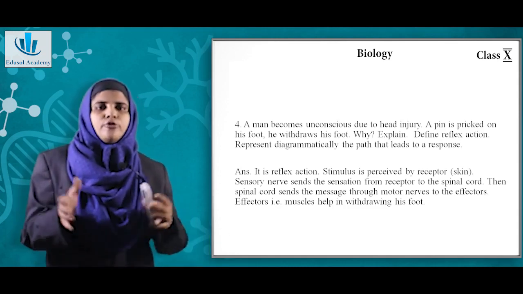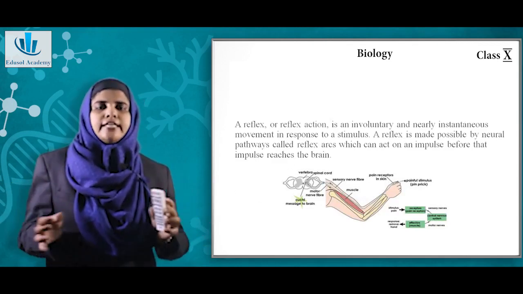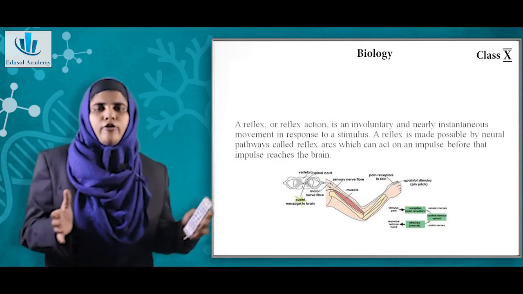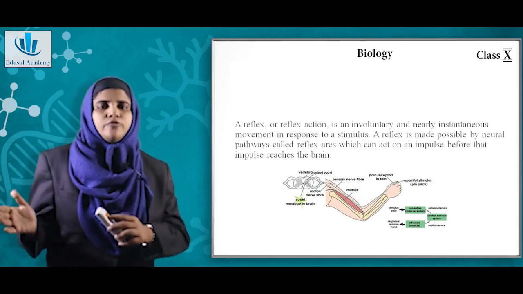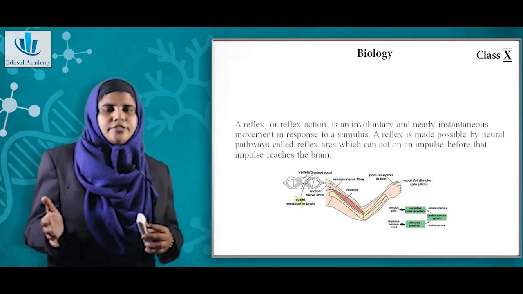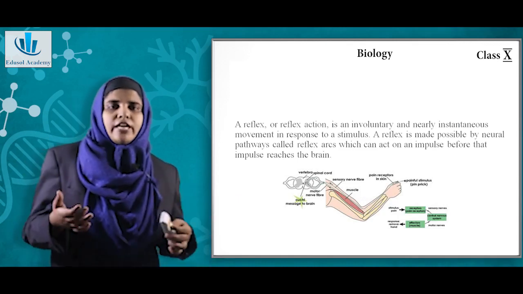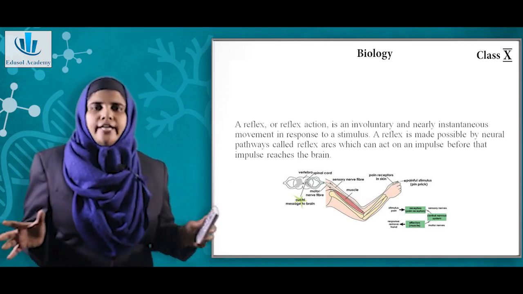So you have to represent this diagrammatically. You don't need to draw it like a hand and all, you just need to represent it like this: from the foot it is carried by the sensory neurons to the spinal cord. From there the information is sent to the effector or the muscle cell. You need to represent it in a chart or in a diagrammatical form.